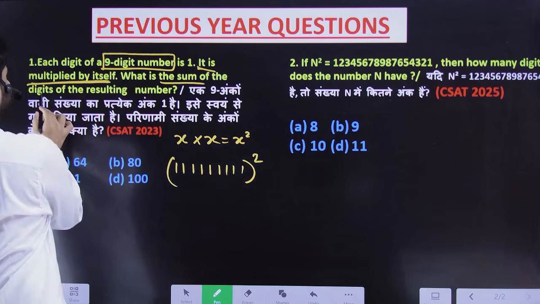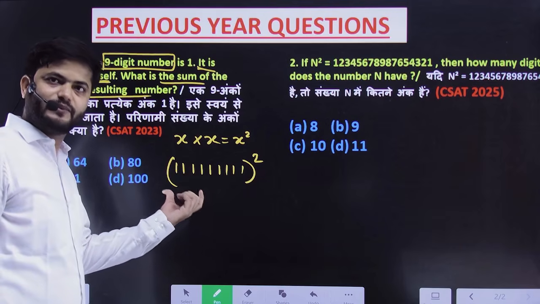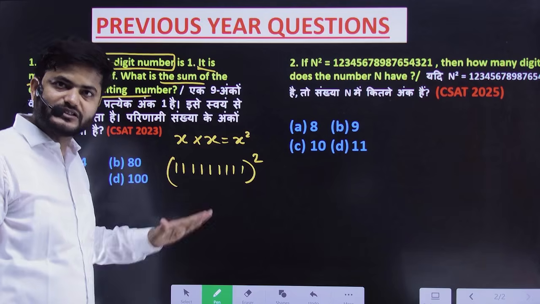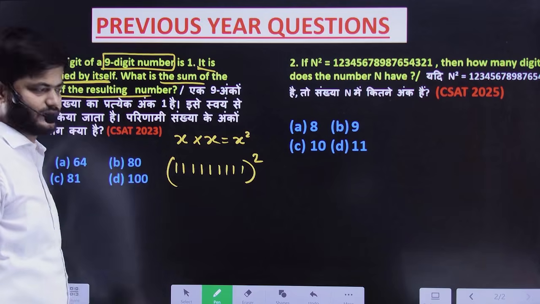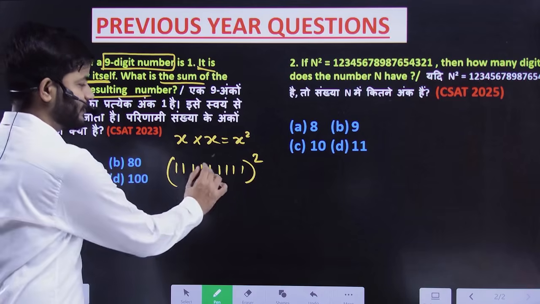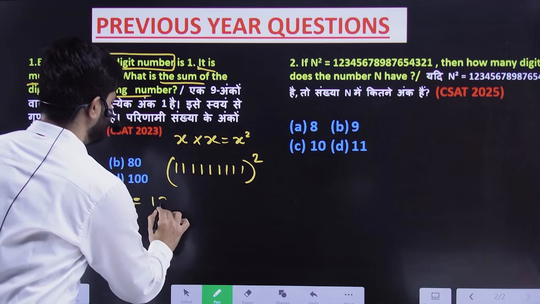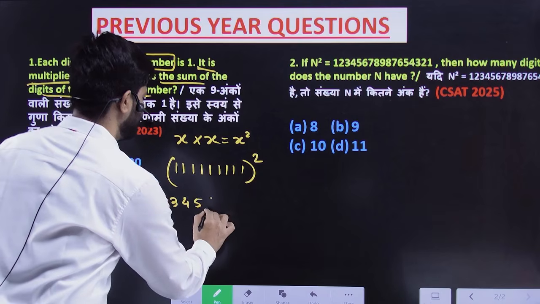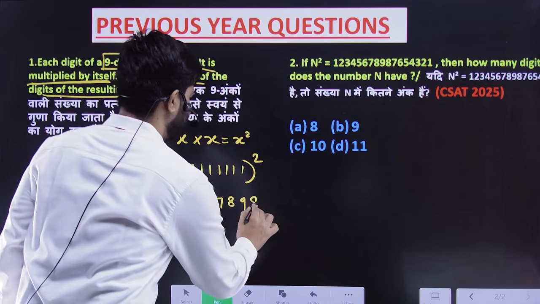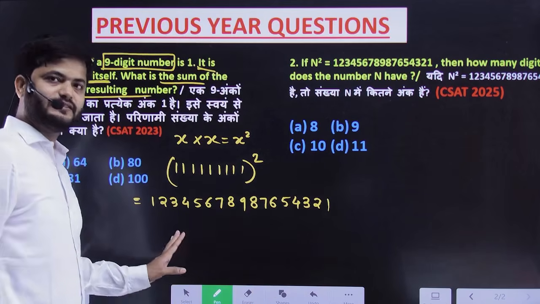What is the sum of the digits of the resulting number? Whatever is the square of 1 1 1 1 1 up to 9 times, the sum of digits of that result is what? This is the question. This 1 is written 9 times. Now we can write the square because we write the counting from 1 to 9: the result is 1 2 3 4 5 6 7 8 9. Now decrease this counting up to 1: after 9, 8 7 6 5 4 3 2 1. This is the result.